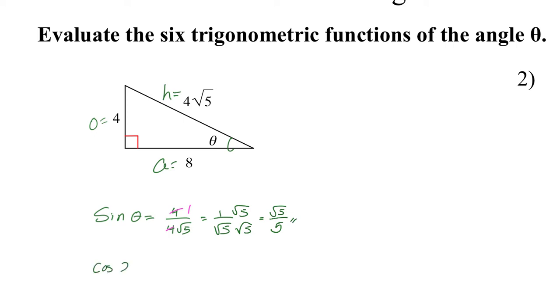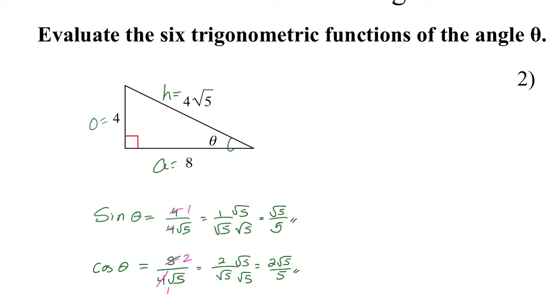Again, cosine is adjacent over hypotenuse, so 4 square root of 5. I'm going to simplify first, so this becomes a 2, this becomes a 1. So I got 2 over the square root of 5, and again, I'm going to rationalize. So that equals 2 square root of 5 over 5. The next one is the tangent. Tangent is opposite over adjacent. So by simplifying this, this is 1/2.